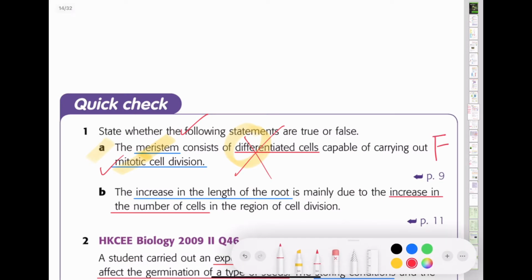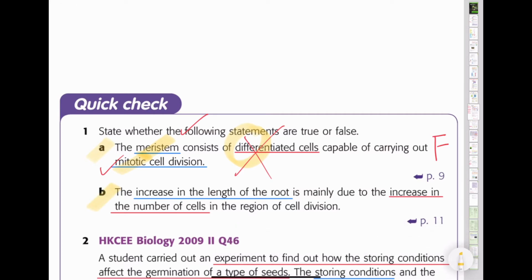Then question 1B is talking about the increase in length of the root being mainly due to the increase of cell number in the region of cell division. If we only mention the region of cell division, increasing the cell number, this part is correct. But increasing the cell number will not necessarily increase the length of the root. Actually, increase in length or size of the root or the shoot or the whole plant depends on cell elongation, cell enlargement. So 1B is also wrong.